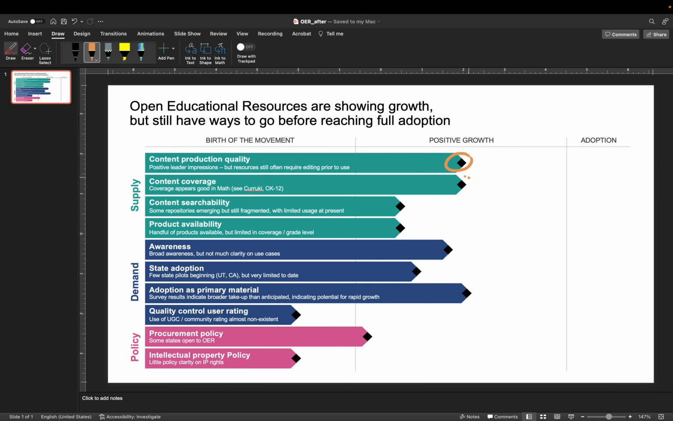I also kept the little diamonds. I thought they were a very definitive marker of where they land on the graph. I did change them to be dark black, though, just so that they really pop against the colors. Also, since none of these items have reached the adoption stage of maturity yet, I wanted to compress that column. It gives more room for the birth stage and the positive growth stage.